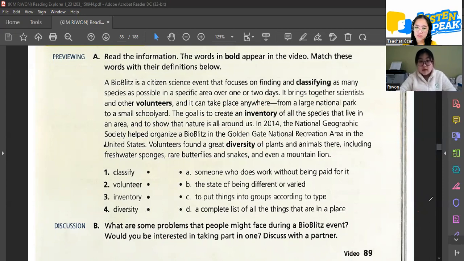So here, the bold words that you have are classifying, volunteers, inventory, and diversity. And after that, we are now going to have the meanings of each word.